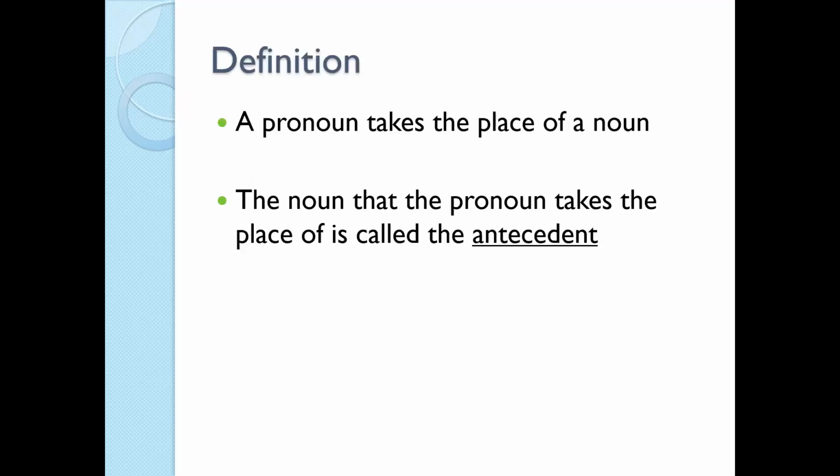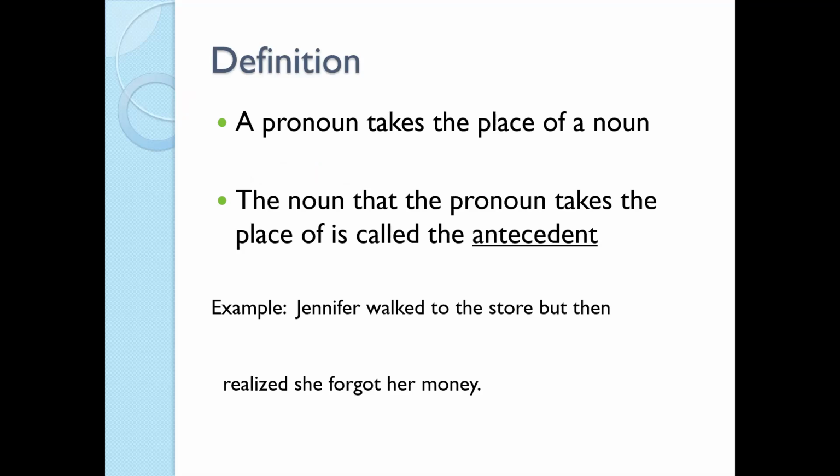First off, a pronoun takes the place of a noun. That noun is called the pronoun's antecedent. I could say Julie walked into the classroom, but Julie realized that Julie forgot Julie's notebook, and so Julie ran back to Julie's car. Well, there's a lot of Julies going on in that sentence. So we replace Julie: Julie walked into the classroom but realized she forgot her backpack. And so that makes it sound not so redundant. If you look at the sentence, Jennifer walked to the store but then realized she forgot her money. Our pronouns are she and her. Our antecedent, what's being replaced, is Jennifer.